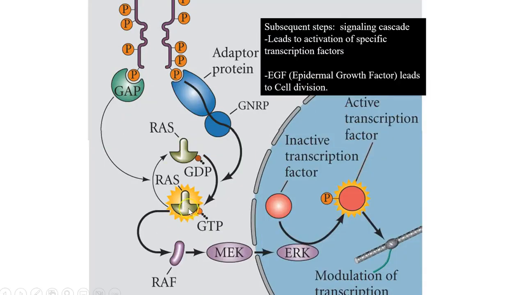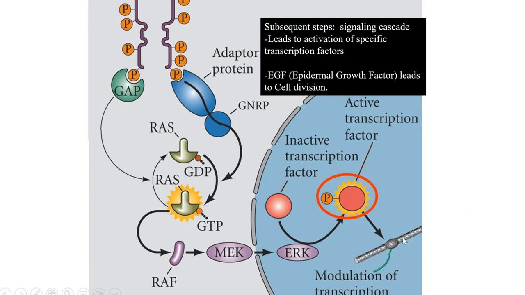This RAS GTP, now that it's on, can go on and keep activating our signaling cascade. It's going to turn on a protein called RAF, which turns on MEK, M-E-K. K stands for kinase. Kinase is going to phosphorylate ERK, also a kinase, and then ERK can activate our transcription factor, and this now leads to turning on new genes that were previously off.